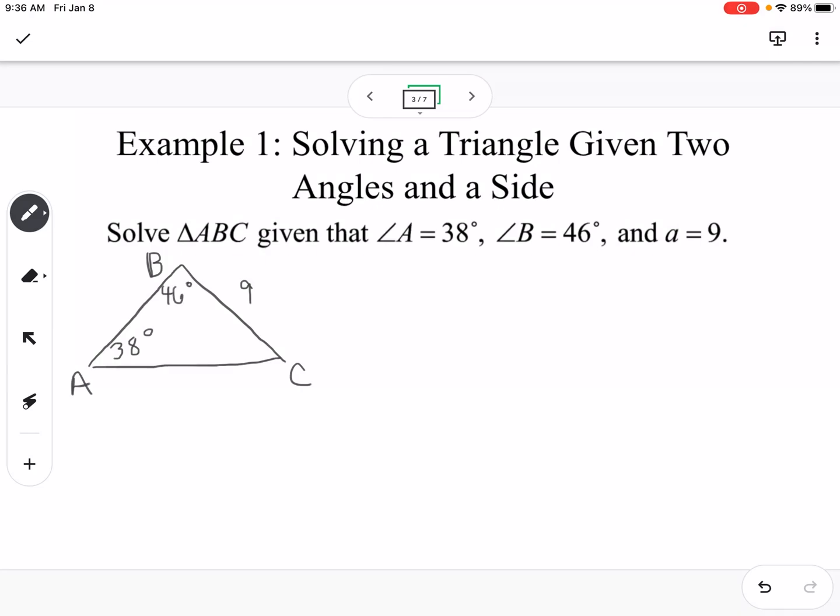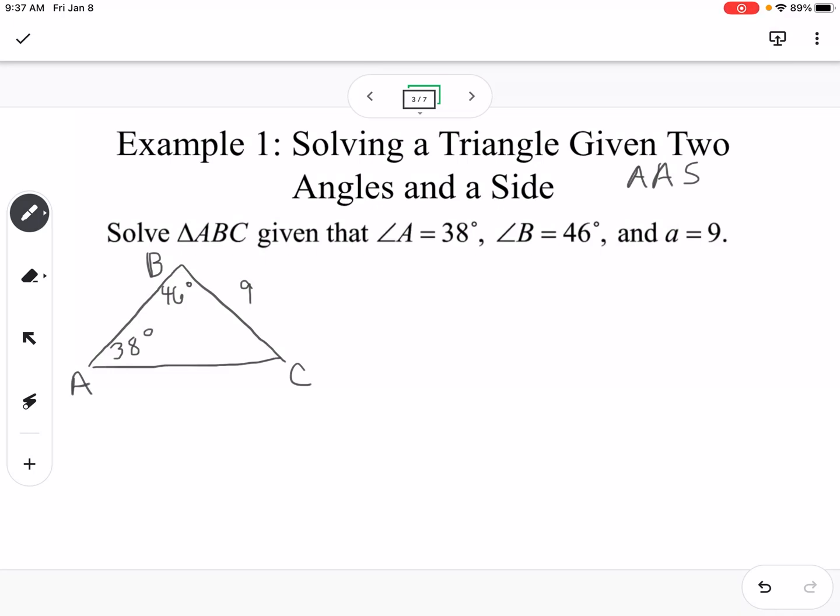Okay, so if you look at this picture, if you think back to geometry when you talked about triangle congruency, you talked about things like angle, angle, side, angle. So this triangle right here is what we would classify as angle, angle, side. So anytime you have two angles and a side, you can use law of sines.